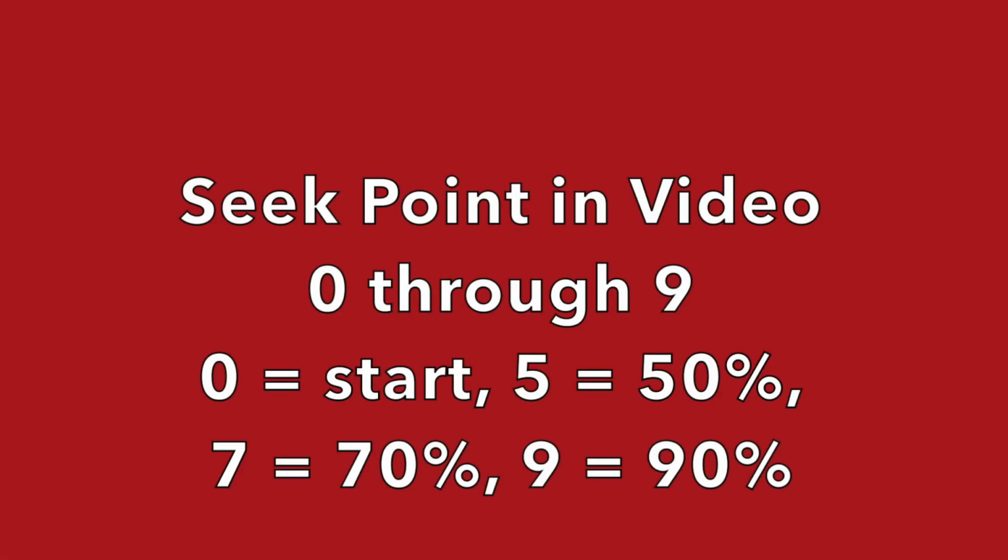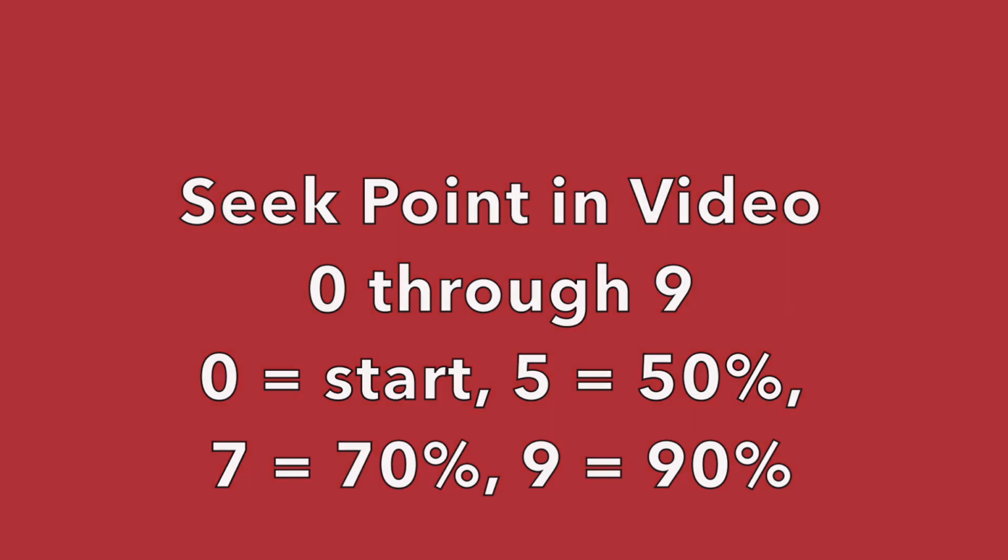To seek a specific point in the video, press 0 through 9. Pressing 0 brings you back to the start. Pressing 5 brings you 50% through the video. Pressing 7 brings you 70% through the video. And pressing 9 brings you 90% through the video. Try it. Go back and forth between 0 and 9.